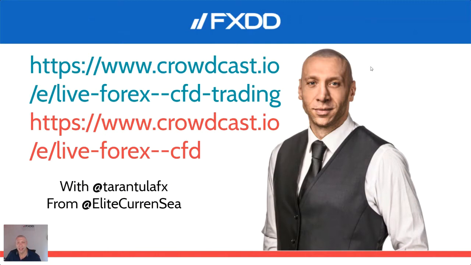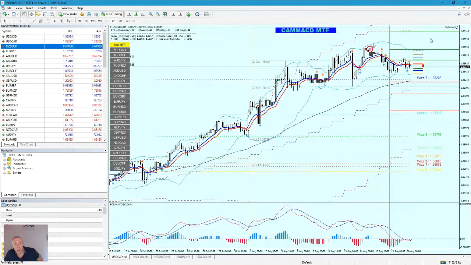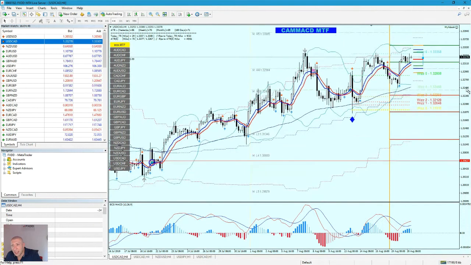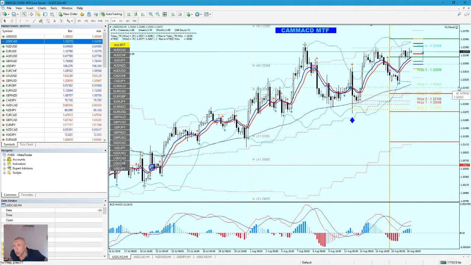So let's start with the live trading. As we can see from the charts, price is moving. First, we will go with the dollar CAD. I already have a buy trade here on the dollar CAD. My entry is 33.17, so I'm currently 11 pips in profit. And basically, what I see here is a continuation of the uptrend move.